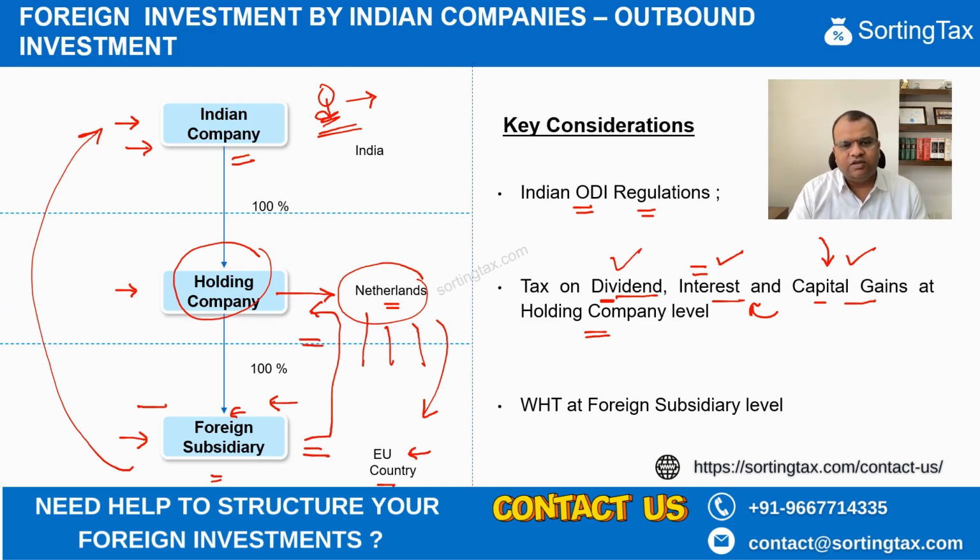The next consideration is the withholding tax at the foreign subsidiary level. And this again is going to be a factor of two things. One, the domestic tax rate, which in any case you can't change. But what you can look out for is if this foreign subsidiary has a good treaty network with a holding company jurisdiction, then the chances are that the withholding tax on such payment can be reduced drastically.